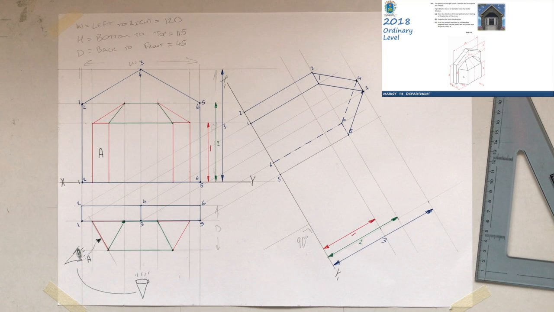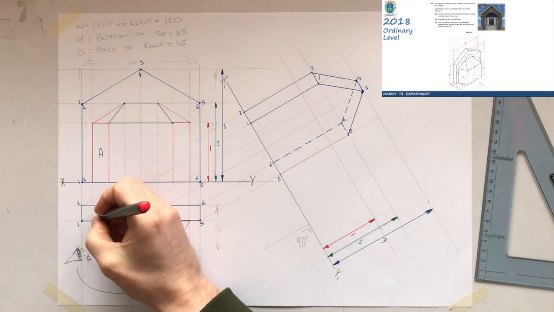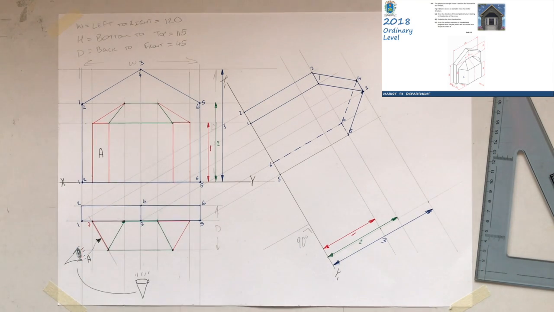The next job for us to do is look at the bay window at the front. So what we're going to do here is have a look and start numbering the bay window in plan. We're going to find those points in elevation the exact same as we did at the back, and then we can locate them in our auxiliary. So the first point I'm going to look at is this side edge here of the bay window, which is the side of surface A. So I'm going to call that point 7.